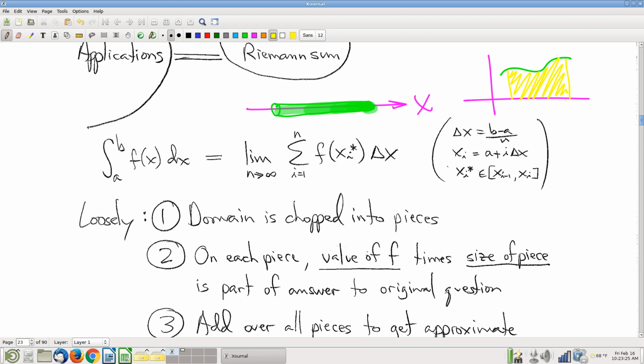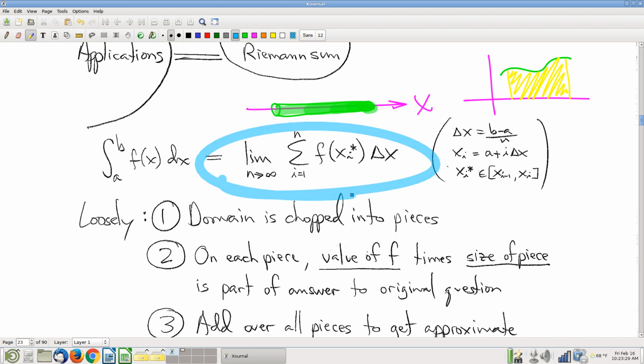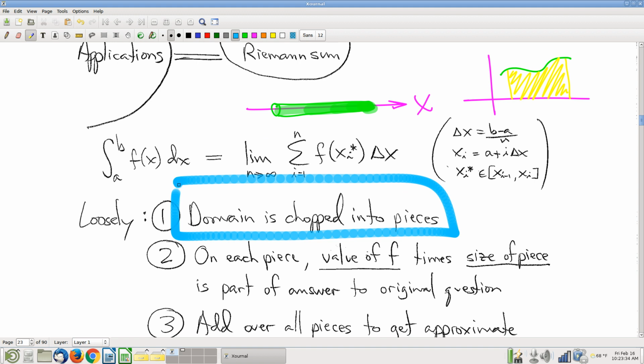So now, what's happening in that integral process? What does this expression here do? I claim that you can think of this as a 4-step process. Step 1, the domain is sliced up into little pieces. So that interval on the x-axis we chop up into little pieces. Secondly, on each piece, depending on what the application is, I multiply the value of some function times the size of the piece.